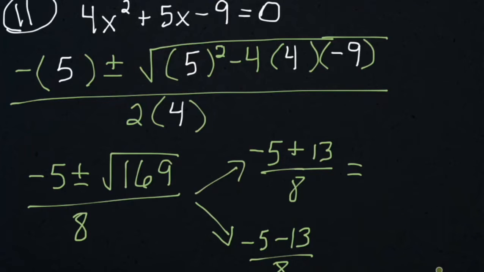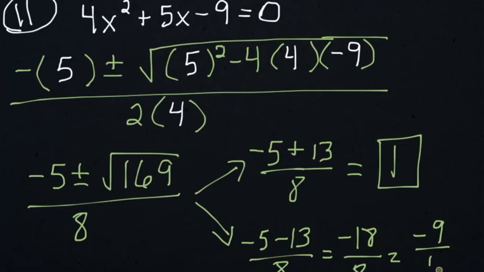So negative 5 plus 13 is 8. 8 divided by 8 is 1. So one of my solutions is at positive 1. Negative 5 minus 13 is negative 18. So I have negative 18 over 8. We're going to simplify that, and we get negative 9 over 4. Well, if you divide it out, that's negative 2.25. So we could graph it from there.